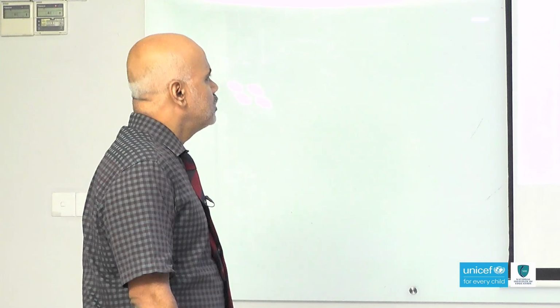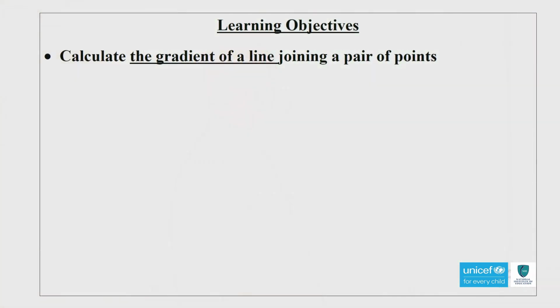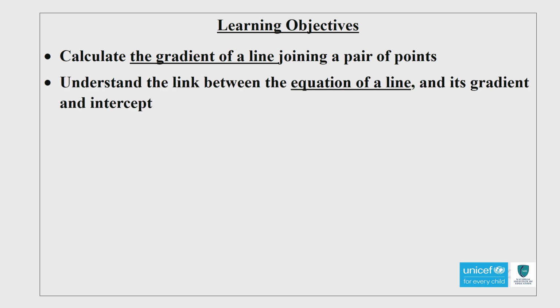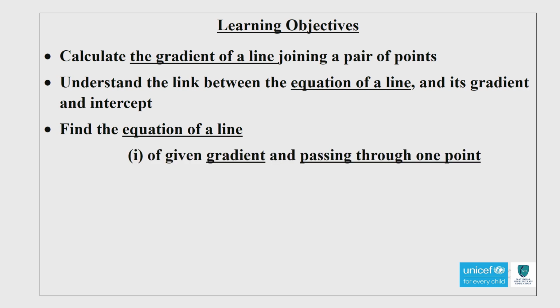Learning objectives: calculating the gradient of a line joining a pair of points. This is old content which you learned in your O level. Understand the link between the equation of a line and its gradient. That is also known content. Find the equation of a line, to some extent you know about that in O level, of a given gradient and passing through one point. Equation of a line passing through one point, and at the same time the equation of a line passing through 2 points. How to handle both.